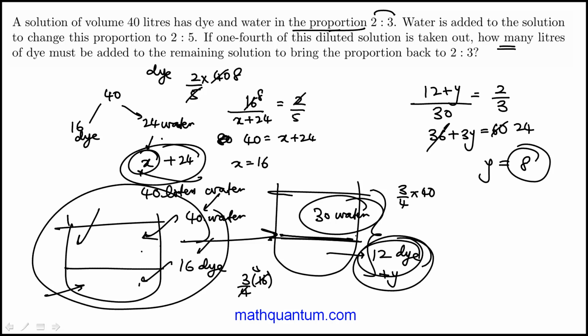Figure out a method that works for you, which you can apply consistently, because these types of questions do show up quite frequently. So to summarize here, the answer is 8.